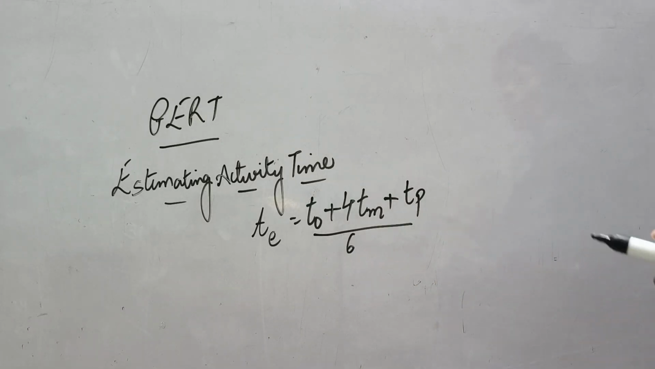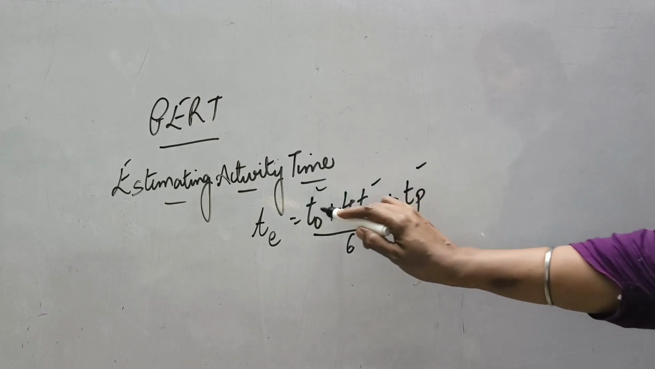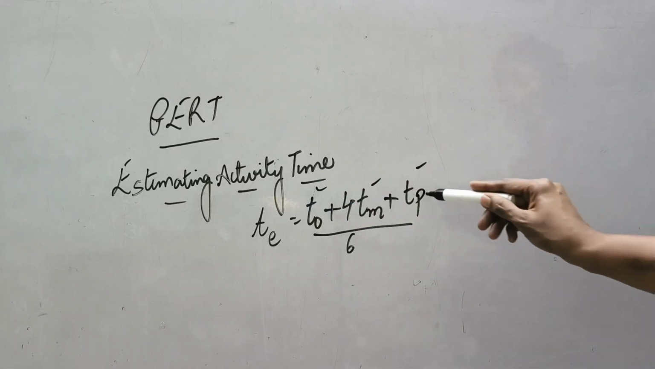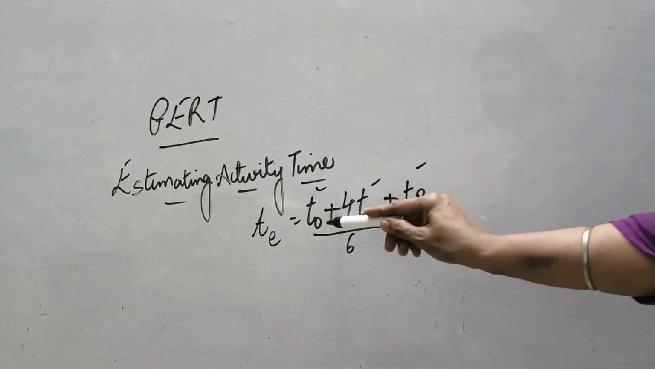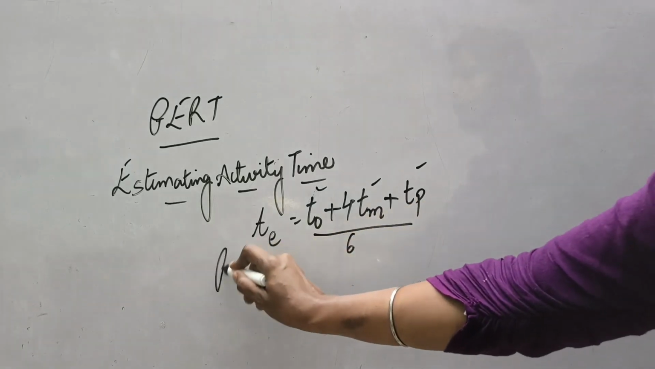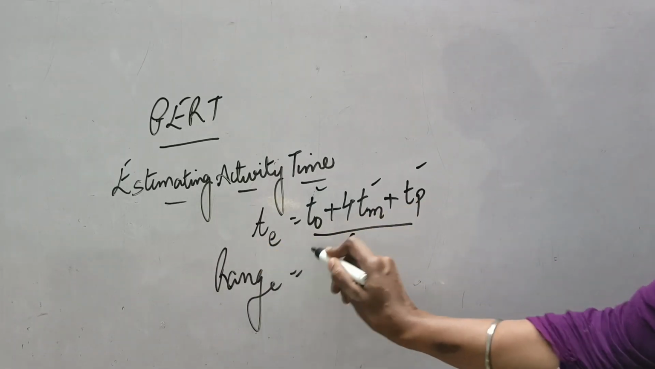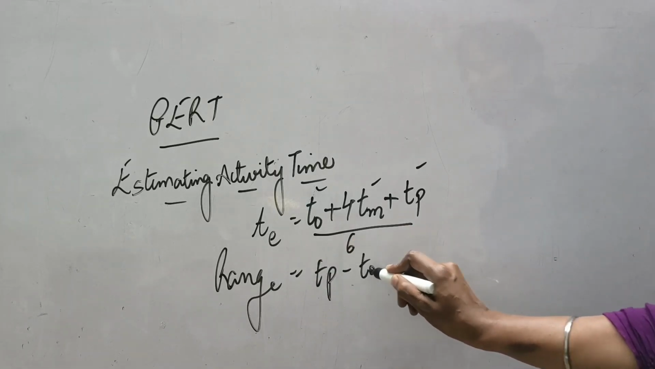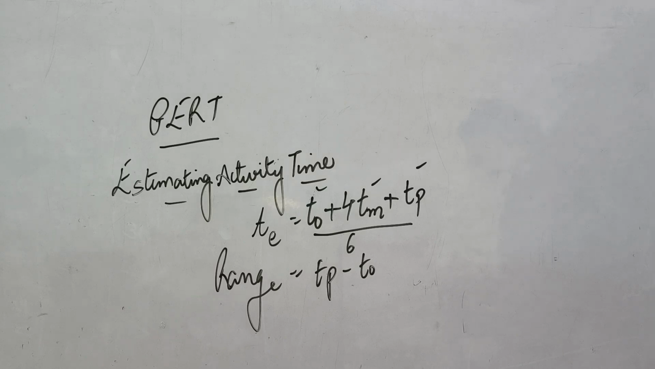Now this has to be applied when in the question three times have been given. TO stands for optimistic time, TM stands for most likely time, TP stands for pessimistic time. So if three times have been given, with the help of this formula we can calculate the estimated time for that particular activity. Rest of the question will be done as it is, as we have discussed in the previous video. Another important point is sometimes in the questions you may be told to calculate the range of that particular activity. To calculate the range, you have to apply this formula TP minus TO, pessimistic time minus optimistic time.